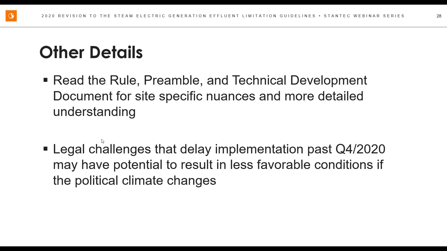And the other caution that I would throw out there is any legal challenges that are going to delay the implementation past fourth quarter of this year may have the potential to result in less favorable conditions if we're seeing political climate change. If you haven't been watching the news on what's going on in the United States for the last several months, there's a possibility that the environment in DC could swing in one direction or the other very drastically. So a bird in the hand, knowing what we have to deal with today, is better than having to drag this out and have more uncertainty.